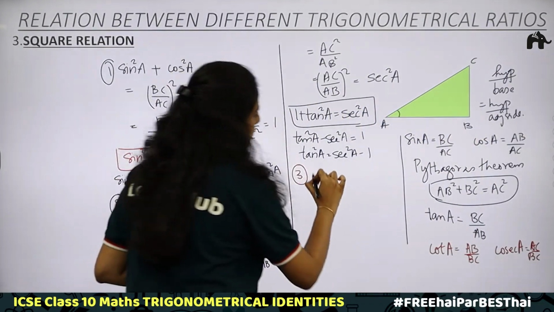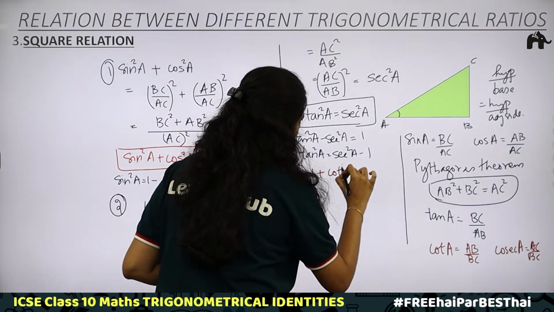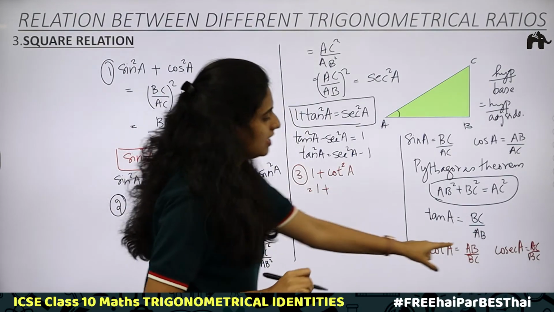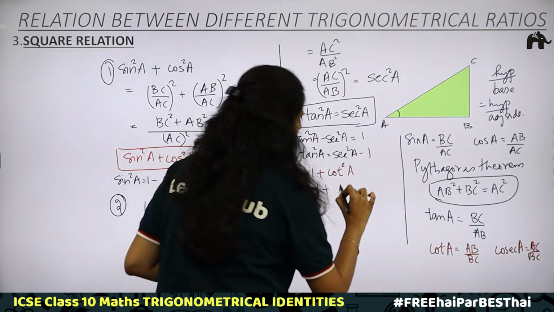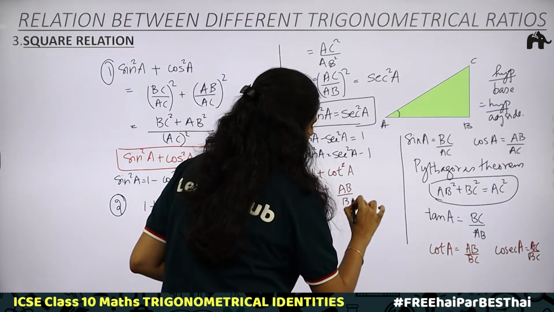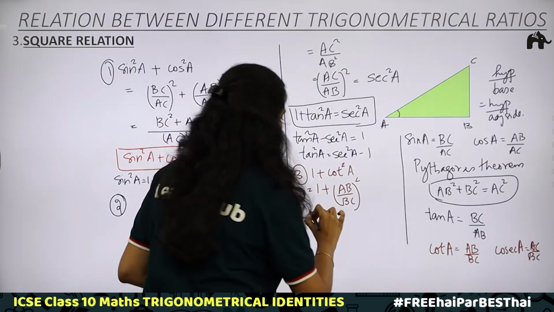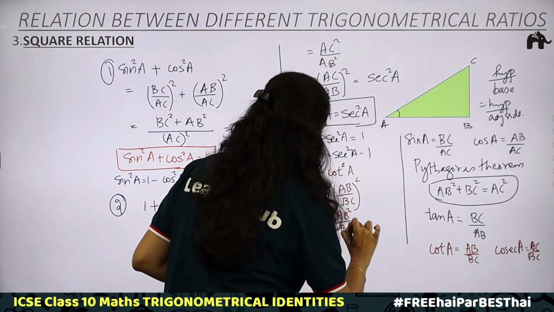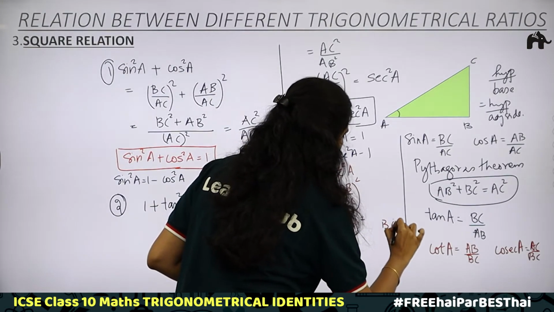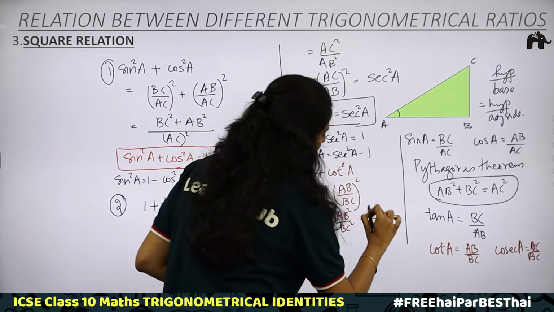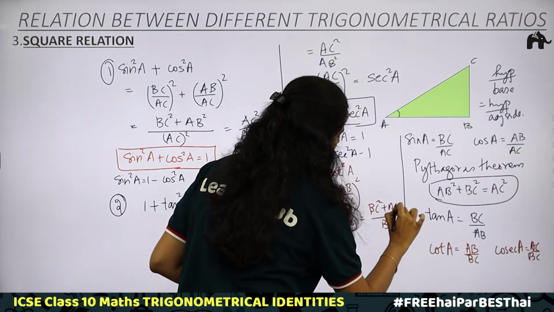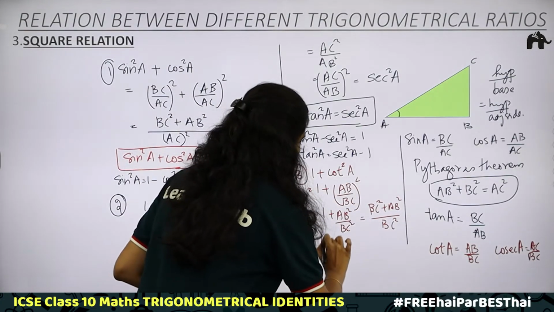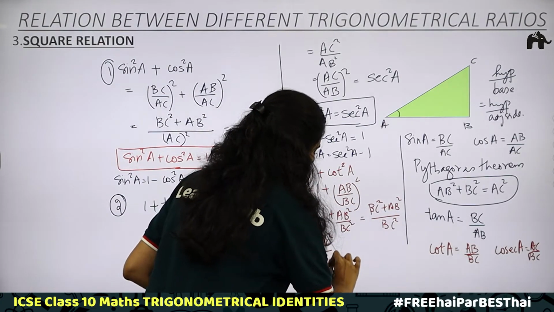Okay. We need 1 plus cot square A. That is 1 plus cot A, which is equal to AB by BC, so AB by BC whole square. Okay. That is 1 plus AB square divided by BC square, equal to, BC square is taken in the denominator. Multiplying we get BC square plus AB square. BC square plus AB square will be equal to AC square. AC square by BC square.